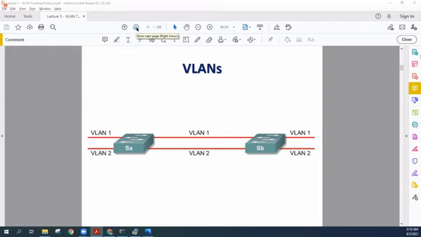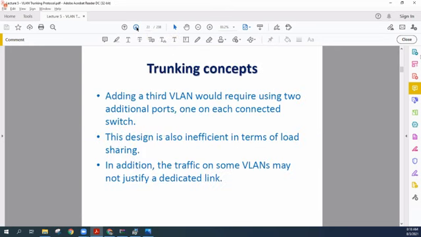Although it is a simplified version, it accommodates the requirement, serves the purpose. It is not the good way of doing that. So definitely we should go with the trunking. That is the discussion towards that. Adding the third VLAN would require using 2 additional ports, one on each connected switch, which I already described.